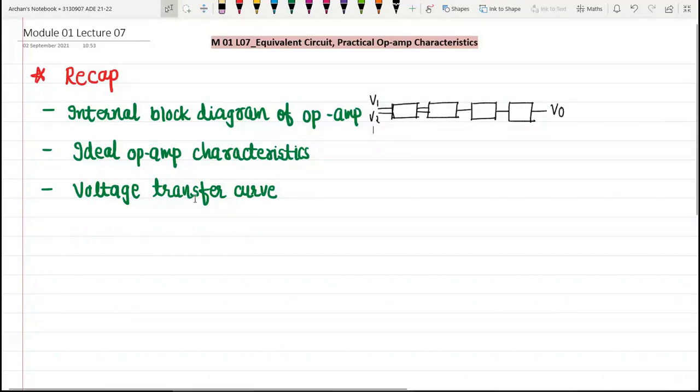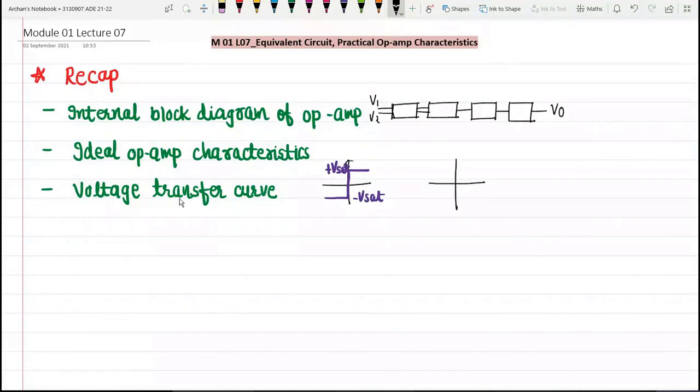Okay, so we have seen 2 kinds of voltage transfer curve. One was for the ideal amplifier and another one for the practical amplifier. In case of the ideal amplifier, we have a vertical line up to the maximum supply voltage. After that we get a constant output, which is the saturated output. So plus Vsat and negative Vsat values we have seen.